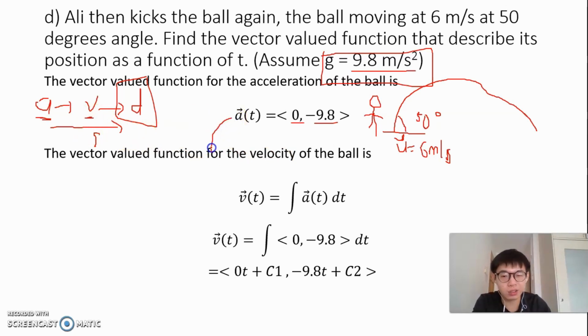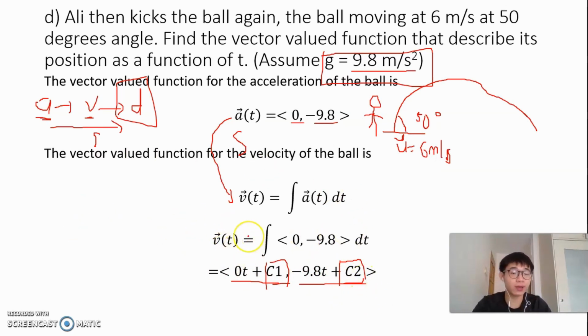Basically we just integrate this acceleration vector value function. So after the integration is done, we get this value: 0t plus c1 for the i component and negative 9.8t plus c2 for the j component. So you may be wondering, what's c1 and what's c2? Basically c1 and c2 are the i and j components of the initial velocity of the ball.